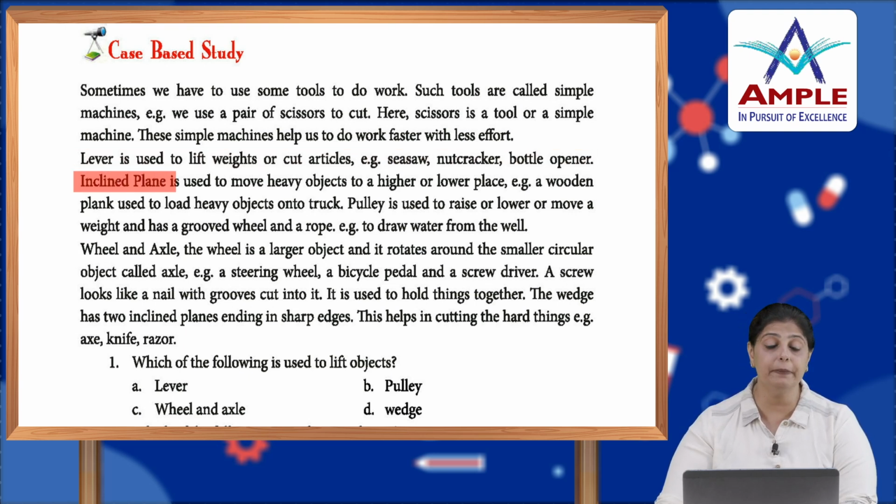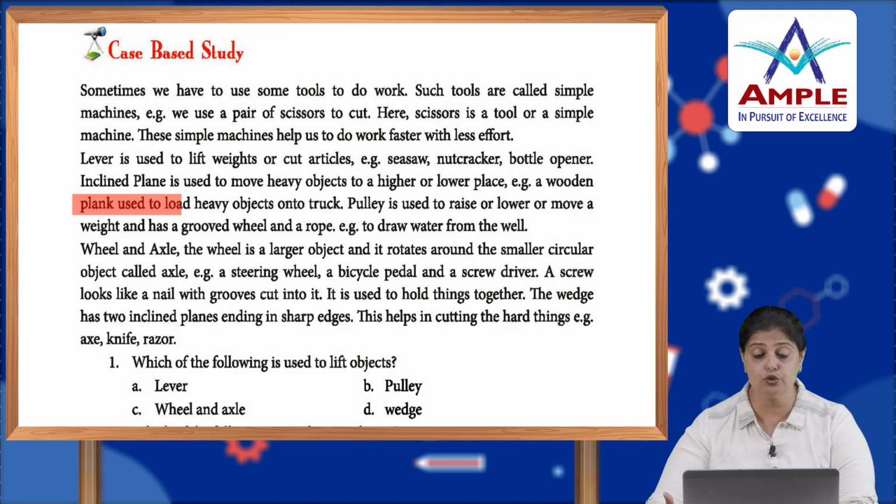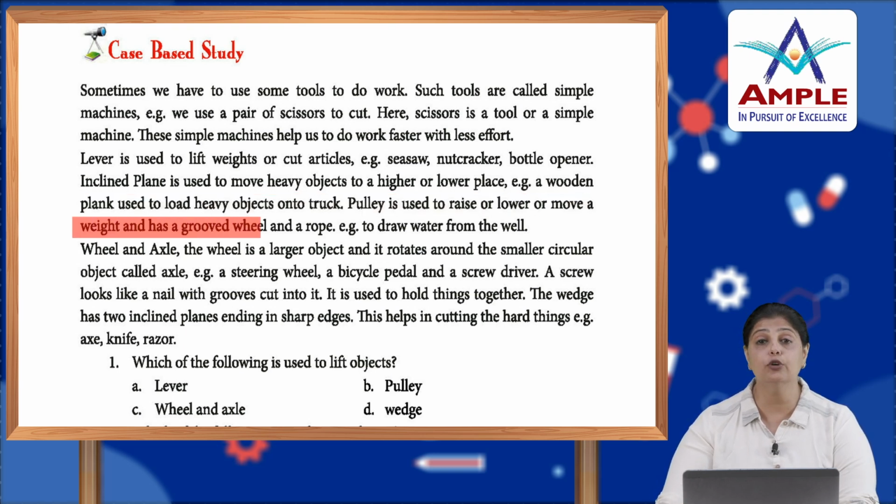Now, what is an inclined plane? It is used to move heavy objects to a higher or a lower place. Example, a wooden plank is used to load heavy objects onto a truck. A pulley is used to raise, lower or move an object or a weight, and has a grooved wheel and a rope. Example, to draw water from the well. Wheel and axle: the wheel is a larger object and it rotates around the smaller circular object, which is called the axle. Examples: a steering wheel, a bicycle pedal and a screwdriver.